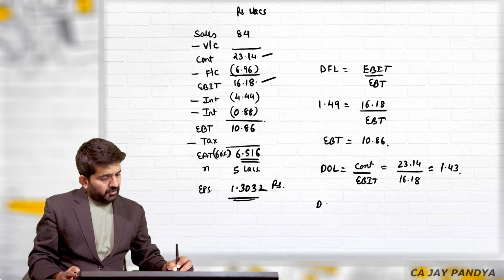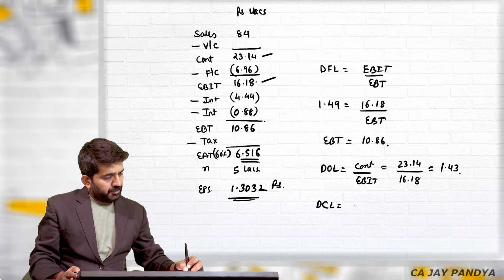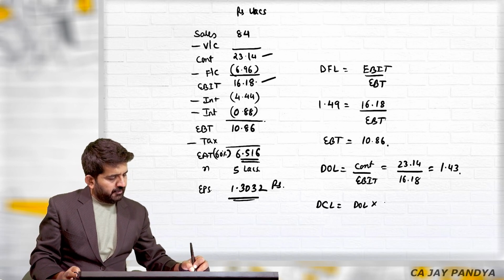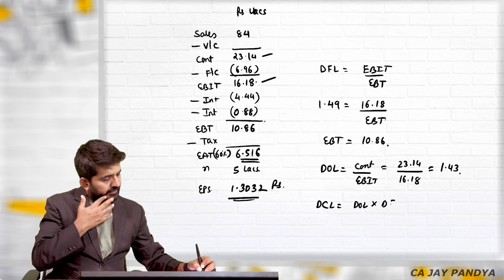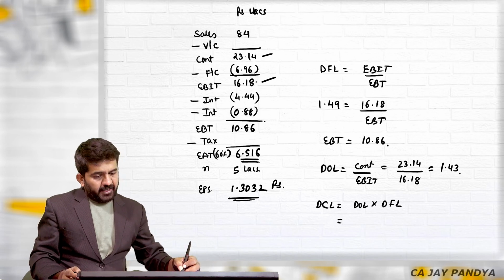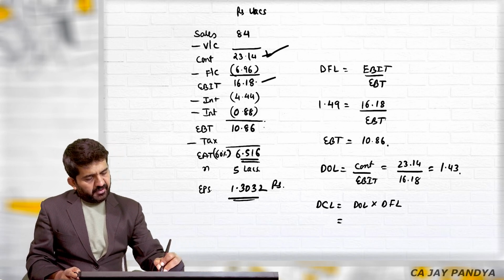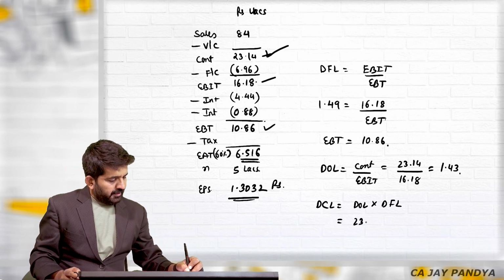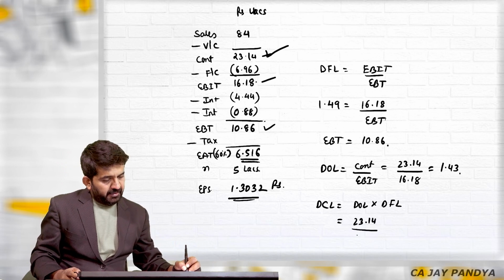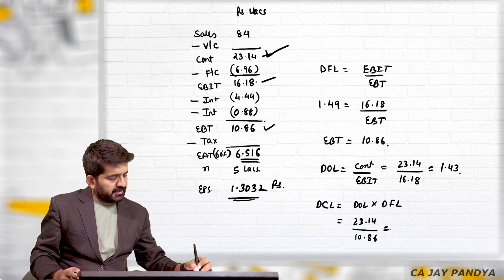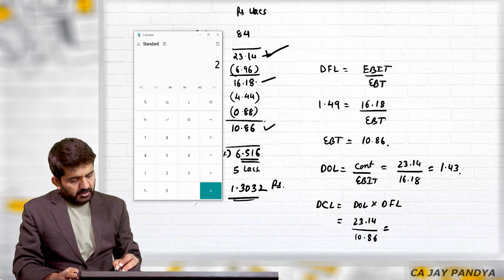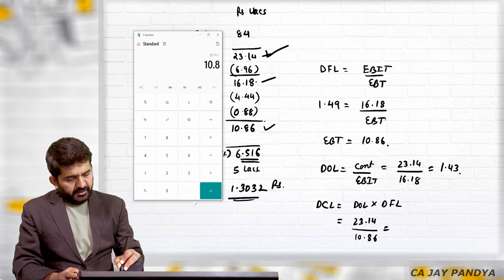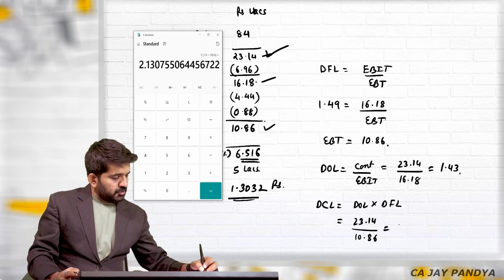And the degree of combined leverage is degree of operating leverage multiplied by degree of financial leverage. Or I can do this, contribution divided by EBT. 23.14 divided by 10.86, which is 2.13.